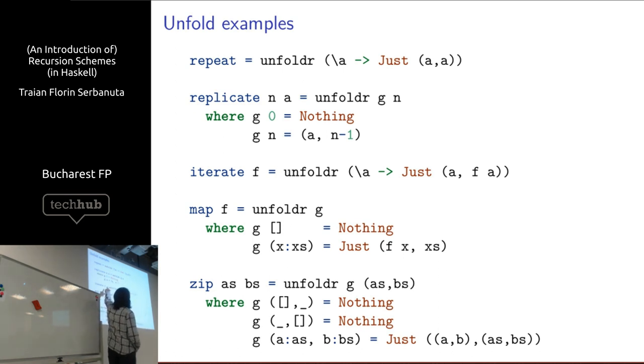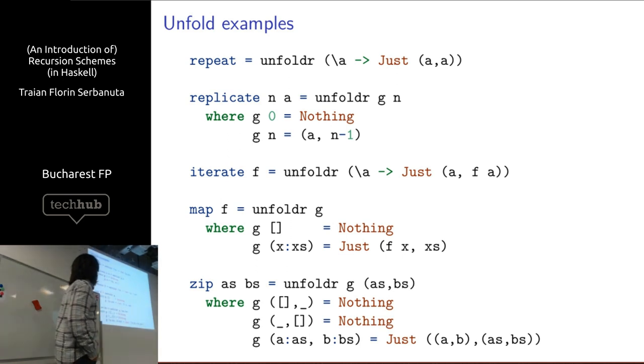Now, iterate. Iterate is an interesting function. Basically, given a function and an element, it produces the list of applying f to the element an infinite number of times. So basically, iterate f of a would get a, f of a, f of f of a, and so on. This is very simple to express as an unfold, because I say given a as a seed, I produce a, and then I give you f of a as the next seed, and this will produce f of a, and it will give you f of f of a as the next seed, and so on.